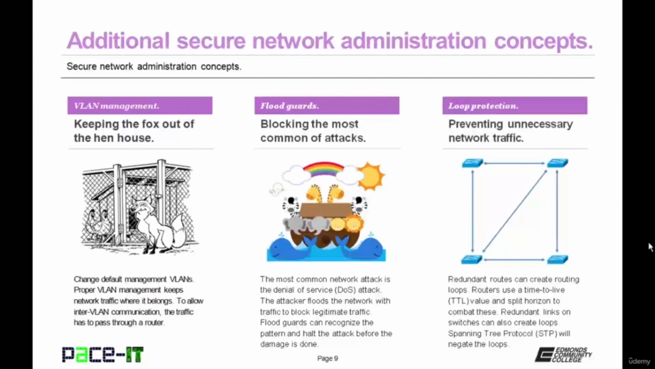Then there's loop protection. This is preventing unnecessary network traffic. Redundant routes can create routing loops. Routers use a time to live value and split horizon to combat routing loops. Redundant links on switches can also create loops within a switch network. Spanning Tree Protocol, that's STP, will negate these loops from ever occurring.